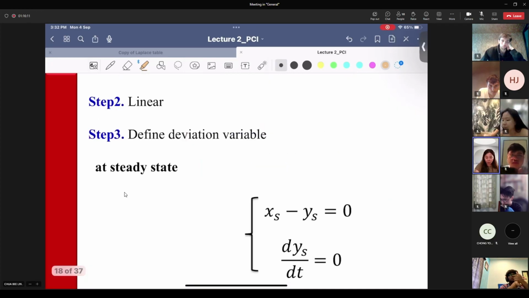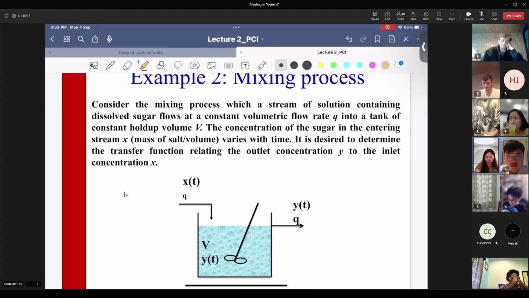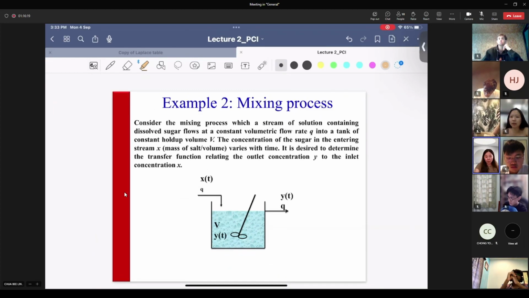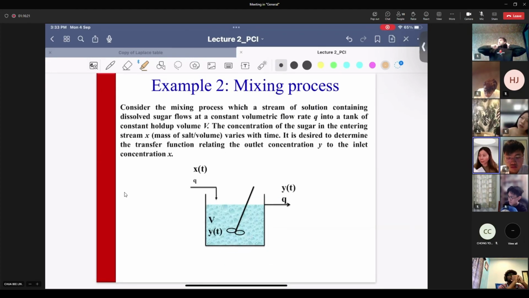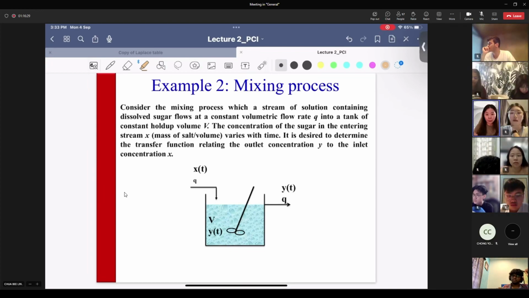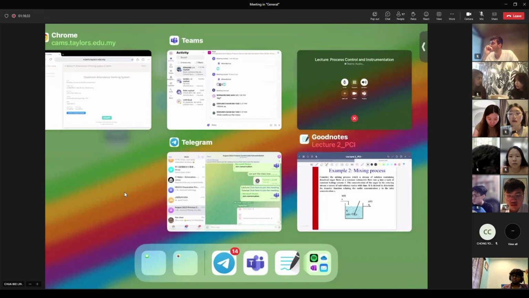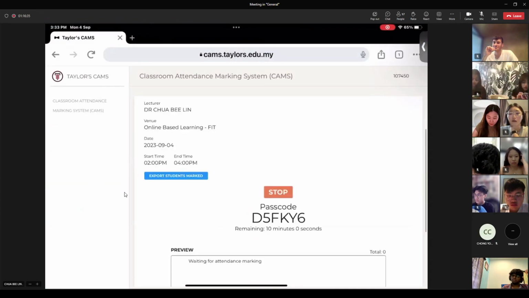Then we will continue with the second example after the short break, 5 minutes. We will take the attendance, then we will come back for the second example. For this one, you have to use the composition balance. Okay, so we will take the attendance first, then we break for 5 minutes.